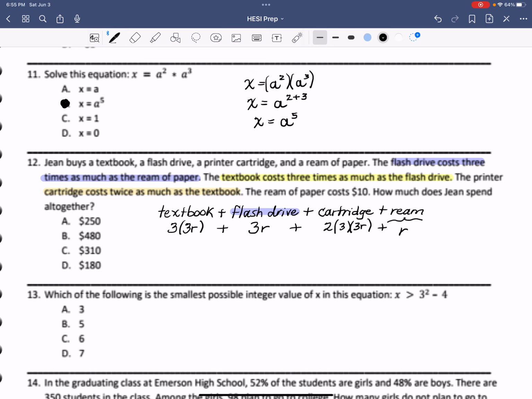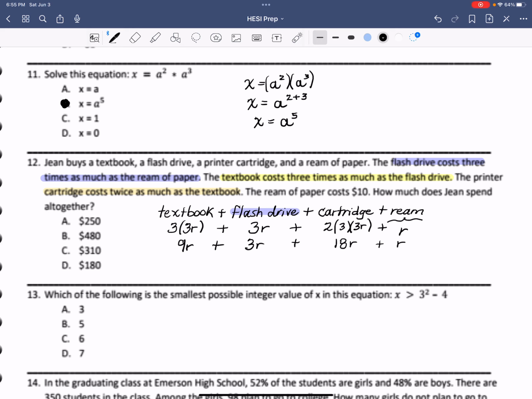So 3 3s are 9. That's 9R. There's 3R. 2 times 3 is 6. Times 3 is 18. And we're still carrying an R. And then there is an R.